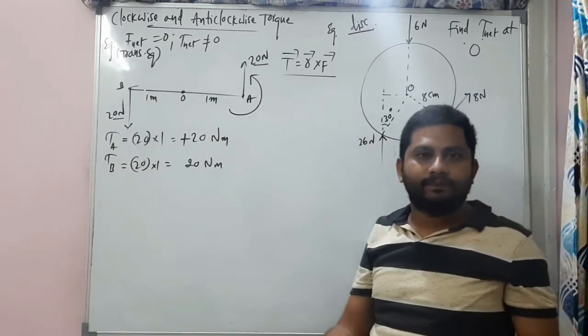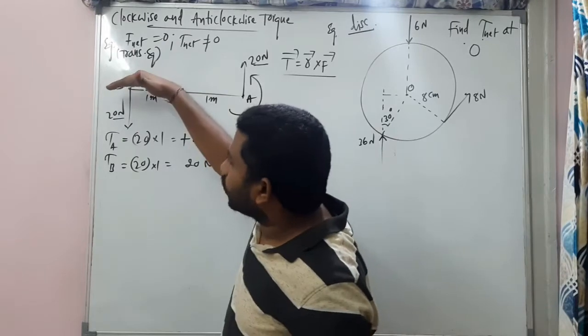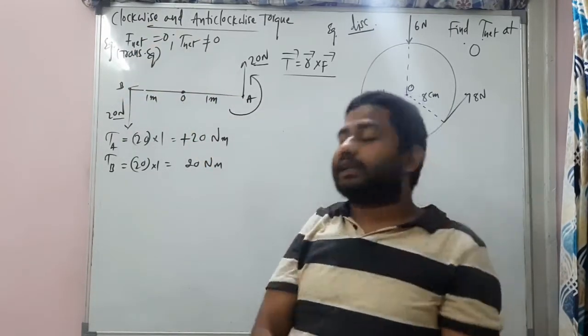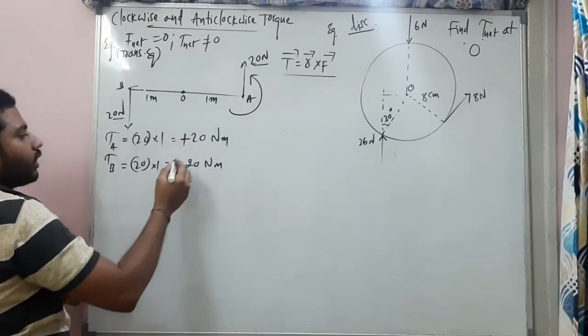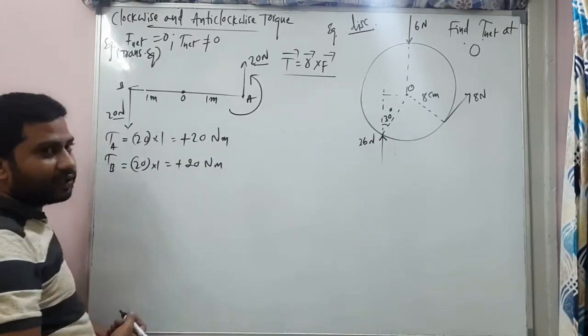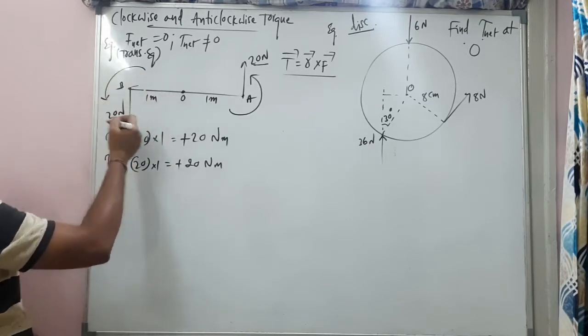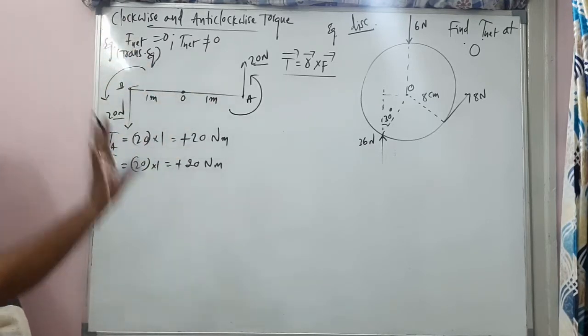Again the direction: R bar cross F bar. The thumb is directed out of the plane. When the thumb is directed out of the plane, 100% you can write that the torque is positive, because this part of the rod will rotate in the anti-clockwise direction only. Look here.